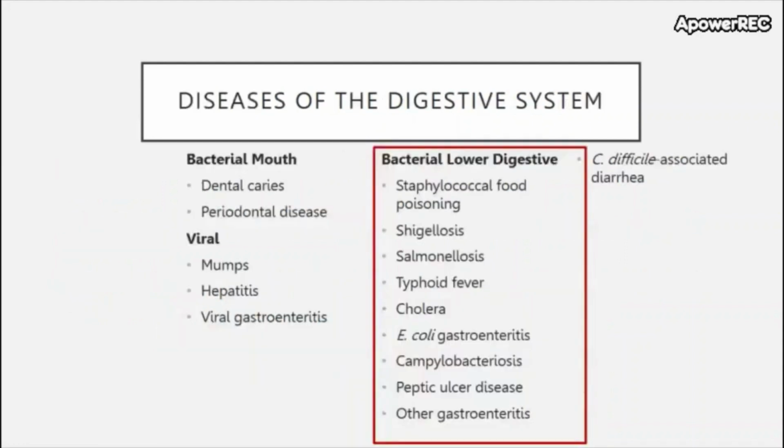Now we'll cover a select few bacterial lower digestive diseases: staphylococcal food poisoning, shigellosis, salmonellosis, typhoid fever, cholera, E. coli gastroenteritis, Campylobacteriosis, peptic ulcer disease, and other gastroenteritis.